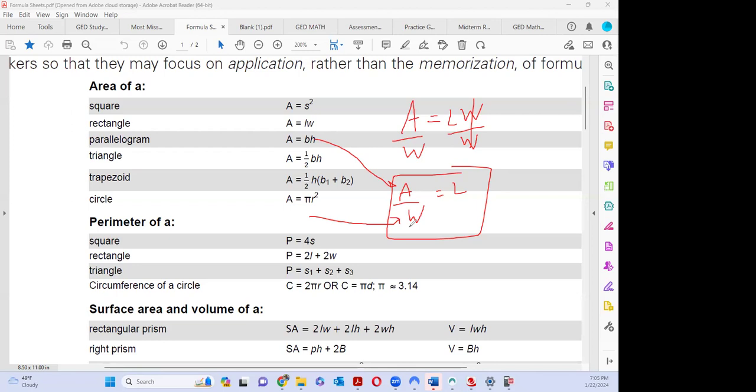Again, what do they want to know? What are they giving you? What formula do you need to plug into? And then solve for the unknown.